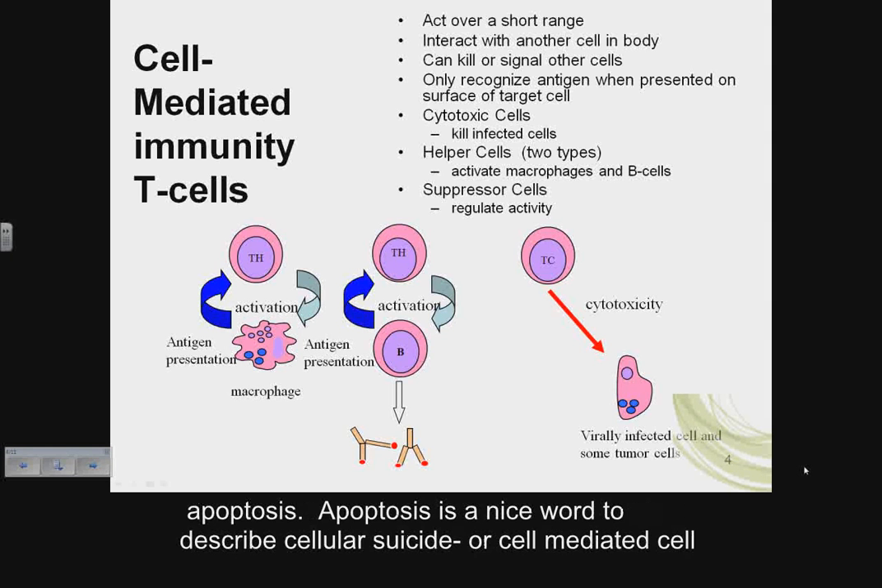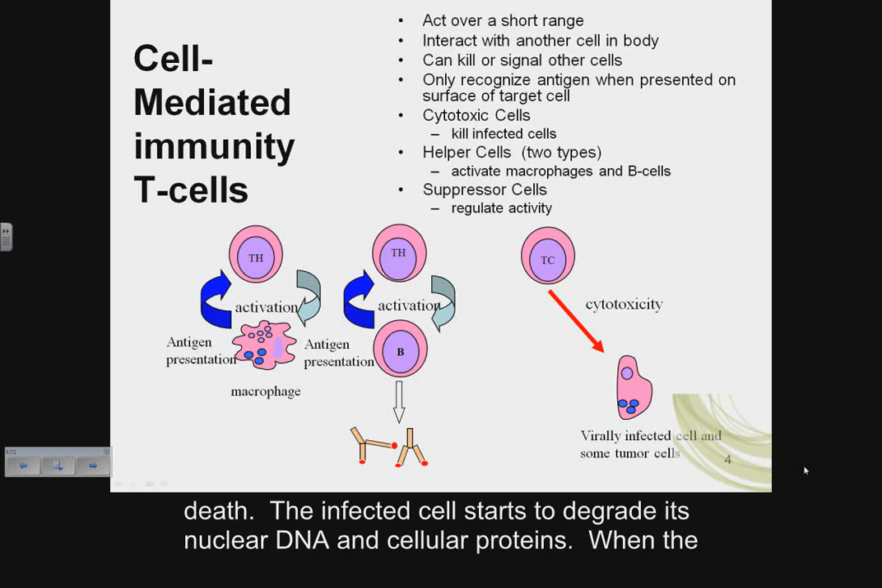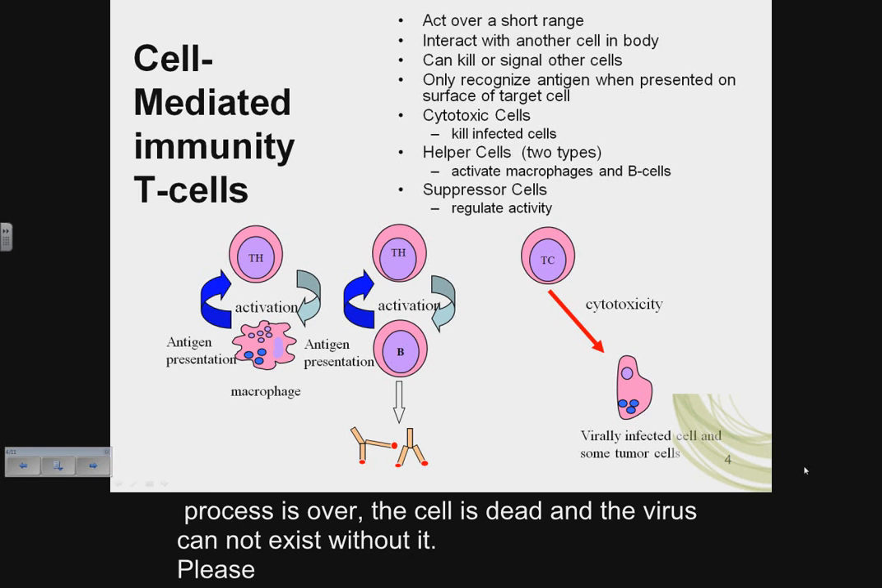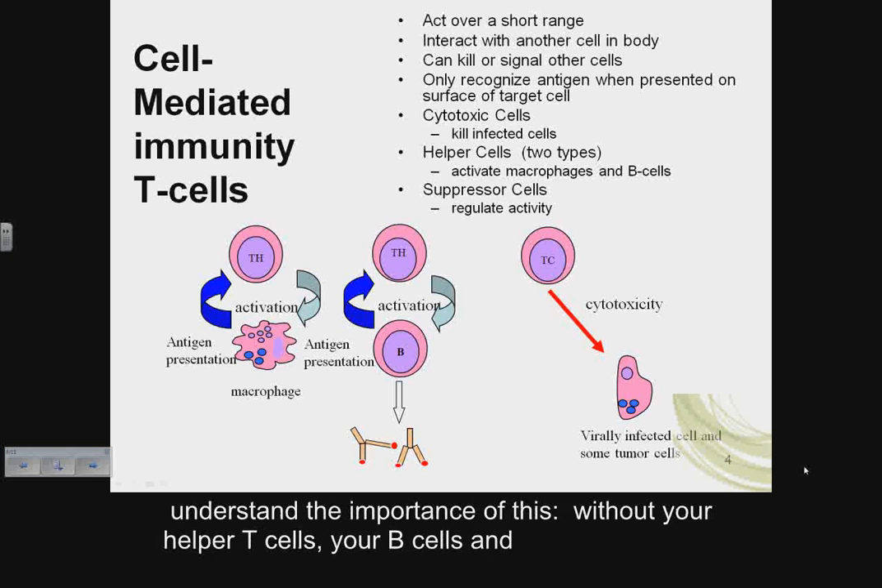This causes the infected cell to begin a process called apoptosis. Apoptosis is a nice word to describe cellular suicide, or cell-mediated cell death. The infected cell starts to degrade its nuclear DNA and cellular proteins. When the process is over, the cell is dead and the virus cannot exist without it.